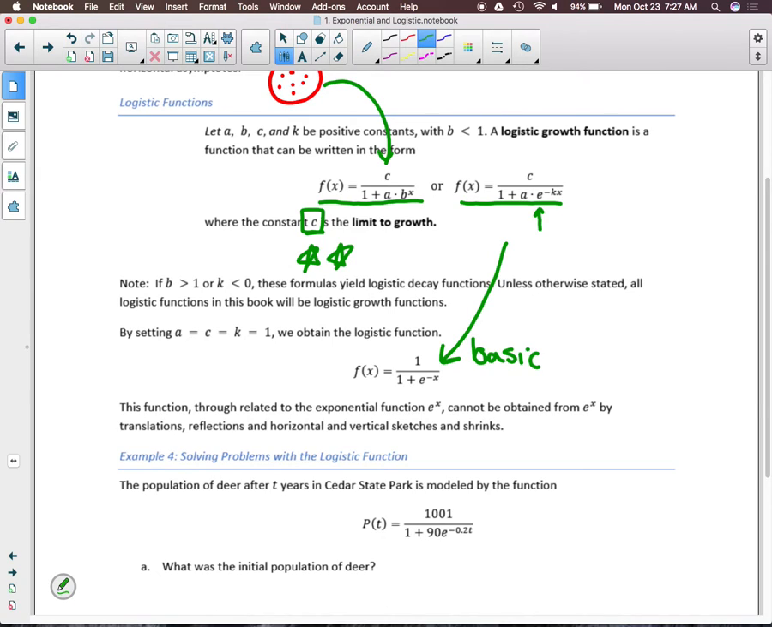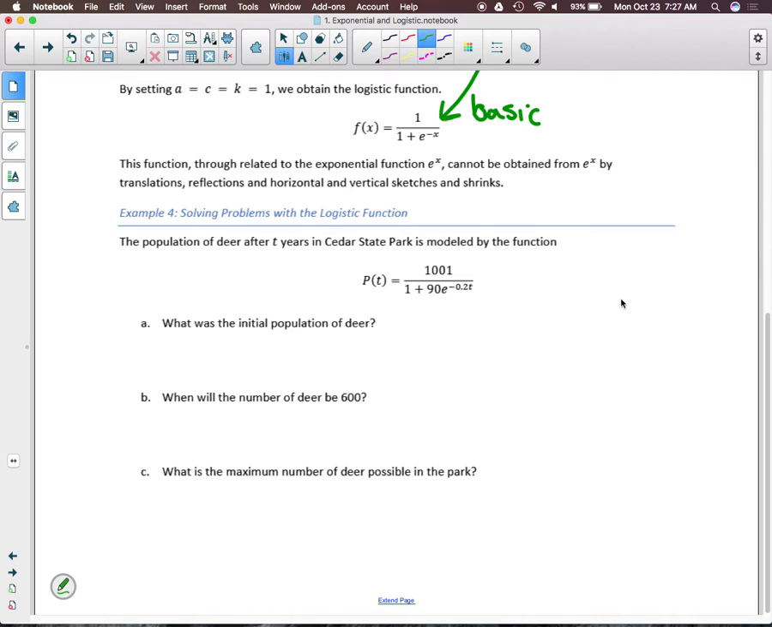Even though it has an e to the x, so you might think that it's exponential, there's actually no way to obtain e to the x by using translations, reflections, and horizontal and vertical stretches and shrinks. So it's a whole new class of functions, even though it resembles the exponential equation. We'll do an example using this, so if you feel like you got it, you can try the example on your own and skip this part of the video.